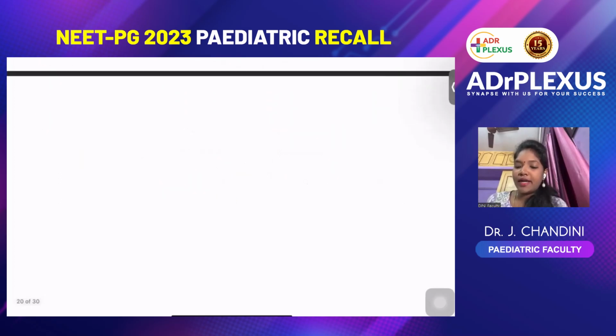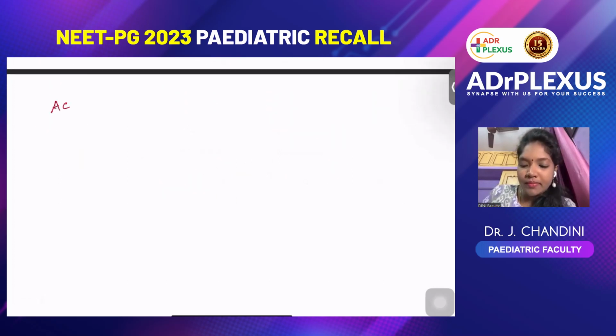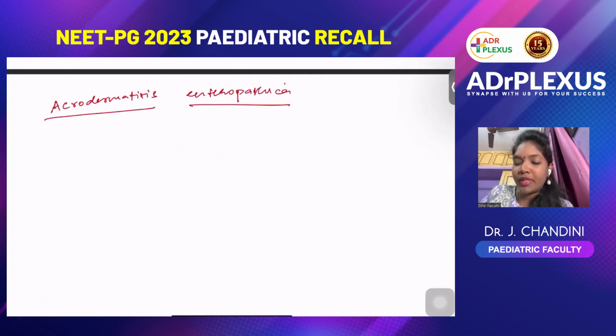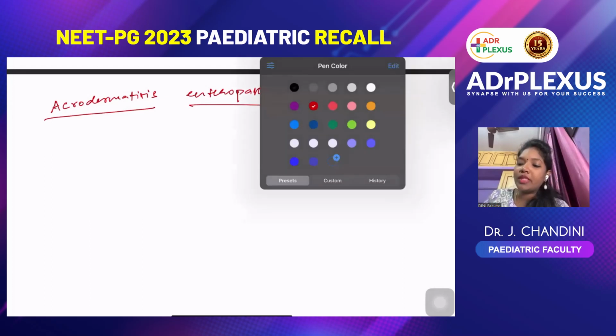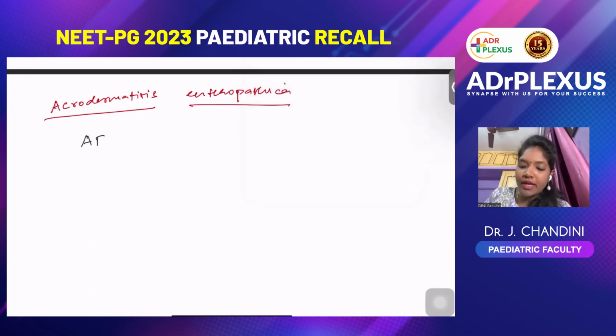Now, there is a syndrome called as acrodermatitis enteropathica. What is acrodermatitis enteropathica? It is an autosomal recessive condition. So what happens is that there is impaired absorption of zinc. So zinc is not absorbed.